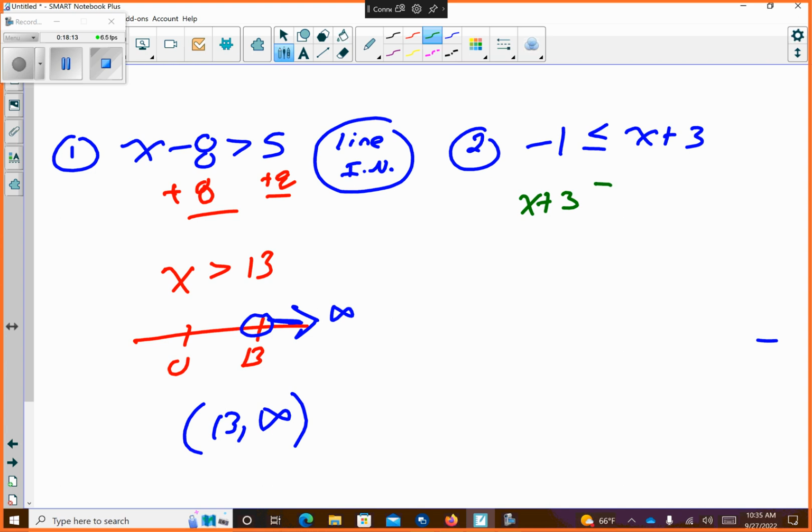Yeah, it flips the sign as well. And that sign did not flip because I multiplied or divided by a negative. I just took the whole thing and flipped it on over.